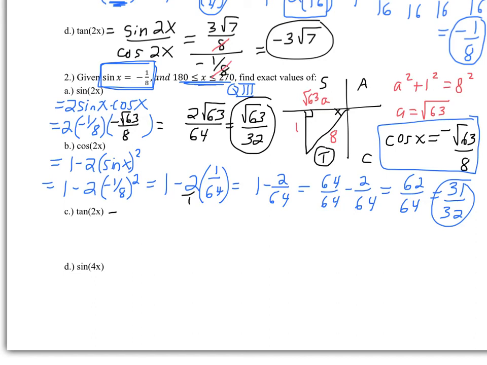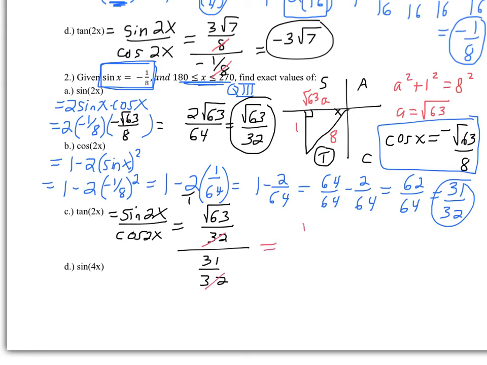Tangent of 2x, like we said earlier, is the same as the sine of 2x over the cosine of 2x. The sine of 2x from up above was radical 63 over 32, and my cosine of 2x, we said, is 31 over 32. These are each divided by 32, so we can cross those out, and we're left with the square root of 63 over 31. And the last thing here, the sine of 4x.